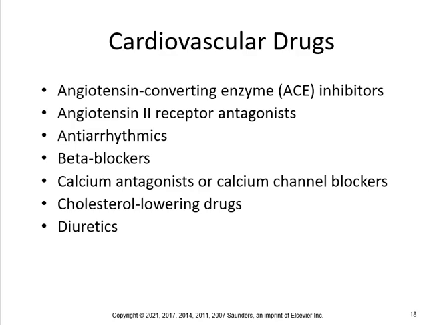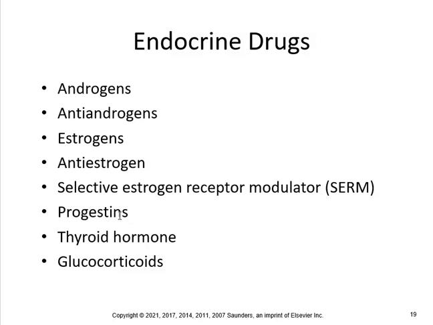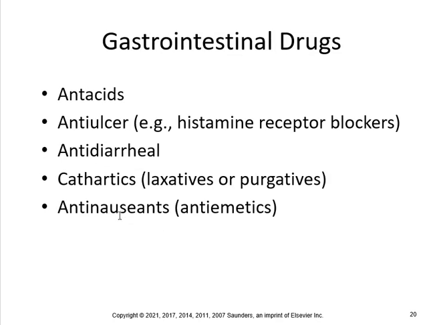So what you want to do when you're studying these is know the classes of drugs like cardiovascular and which ones fall under that. Under the cardiovascular drugs, you have the antiarrhythmics, the beta blockers, the diuretics. Under the endocrine drugs, you have estrogens, testosterone, glucosteroids, thyroid, selective estrogen receptor, progesterone, androgens. Under the GI drugs, you have antacids, anti-ulcers, antidiarrheal, cathartics, which are the laxatives or purgatives, anti-nauseants, antiemetics. So not only knowing the class, but what class are anti-nauseants or antiemetics under?